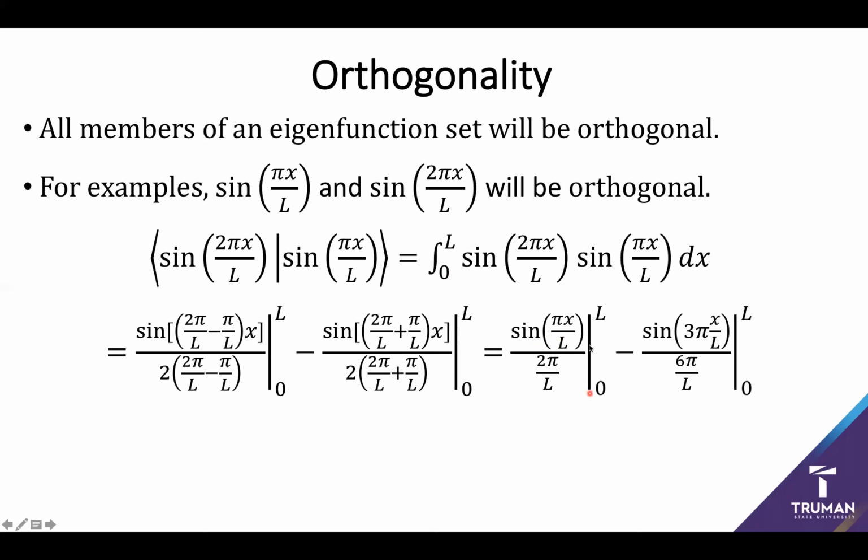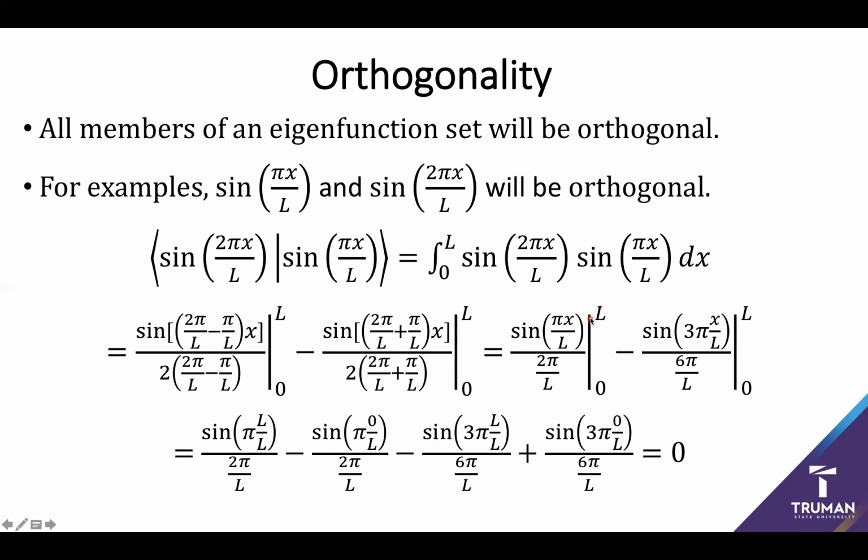sine(pi x over L) over 2 pi L, from 0 to L. And then the same thing with 3 pi x. Again, minus and plus, so pi and 3 pi.